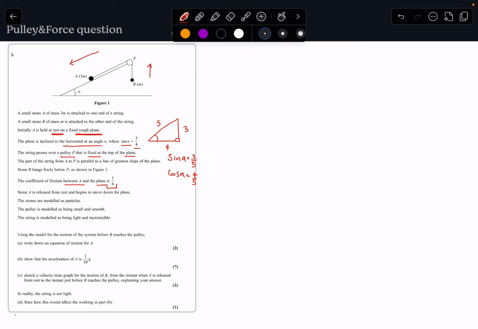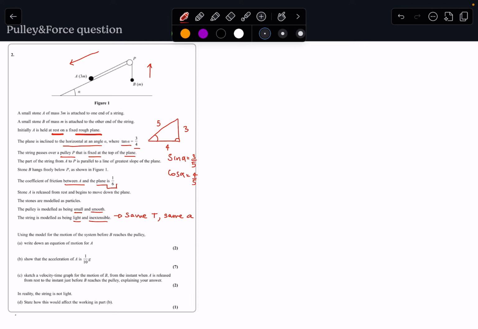The stones are modeled as particles. The pulley is modeled as being small and smooth, so that means there's no friction in the pulley. The string is modeled as being light and inextensible, which simply means the same tension and the same acceleration. So this is going to come in handy later on. And so, using the model for the motion of the system before B reaches A, write down an equation of motion for A.